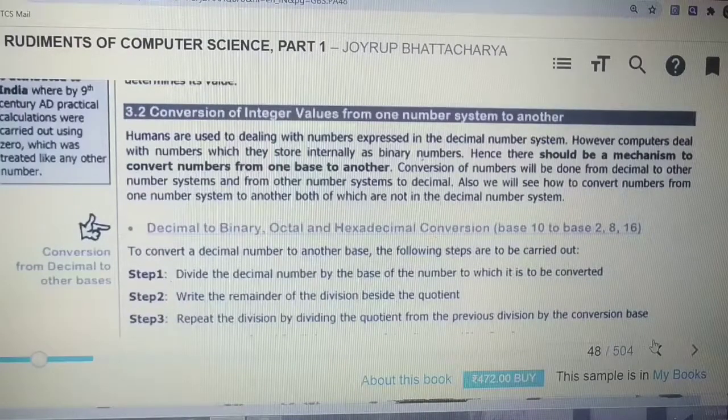What is the first rule? There is a set of rules we will follow. The first rule is to divide the decimal number by the base of the number system to which it is to be converted. Suppose you want to convert it into base 2, then divide the decimal number by 2. If you want to convert it into base 8, octal, divide the number by 8. If you want to convert it into hexadecimal, the base is 16, then divide the number by 16.